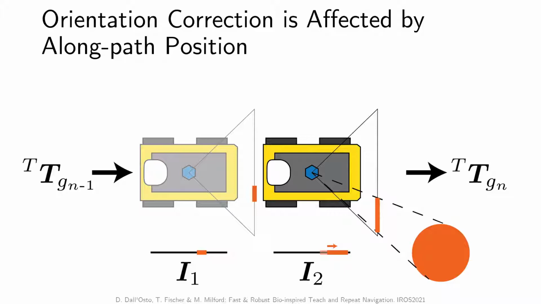In general, we don't know which side of the visual field dominates the correlation comparison. But when comparing to images from behind and in front of the robot, the effect will be opposite. Here, the object will appear to have moved right compared to the previous goal image, but to the left compared to the next image. So, we can interpolate between these two results to account for a long path position.